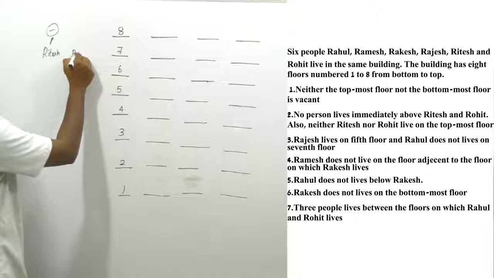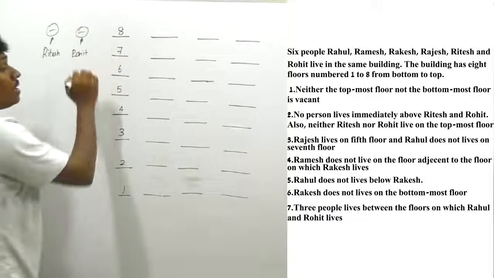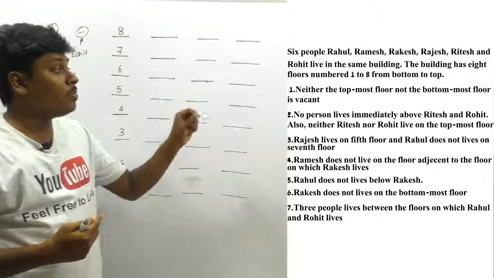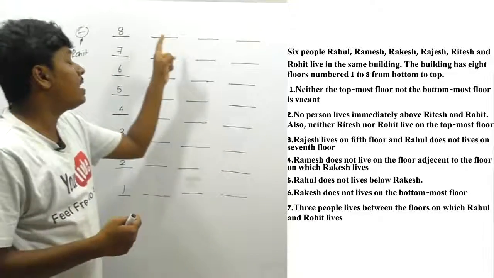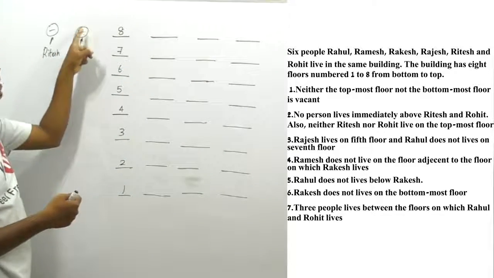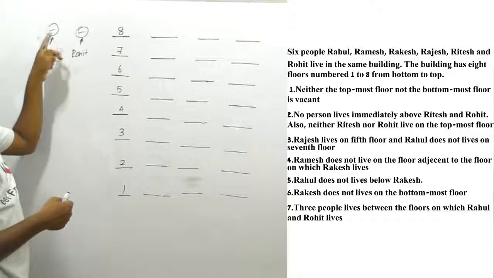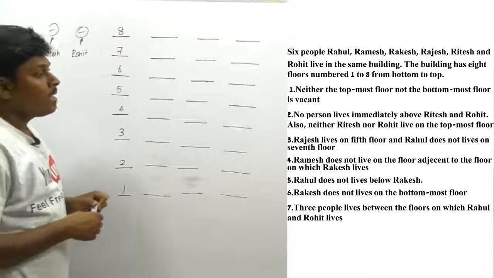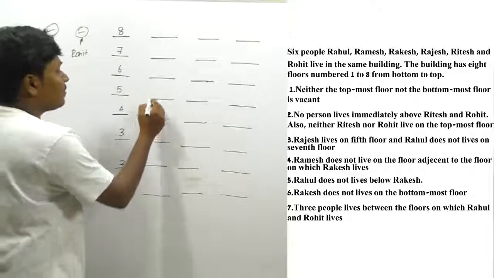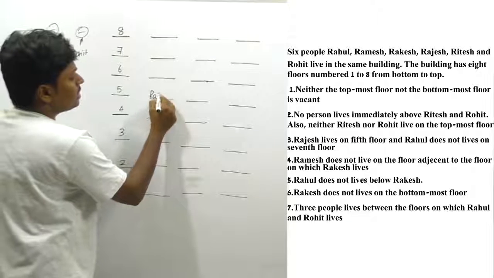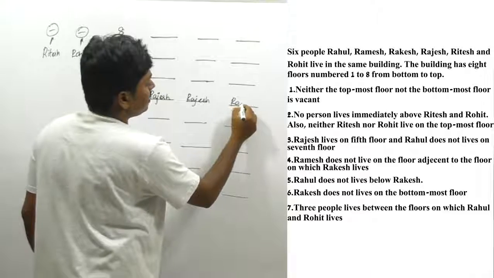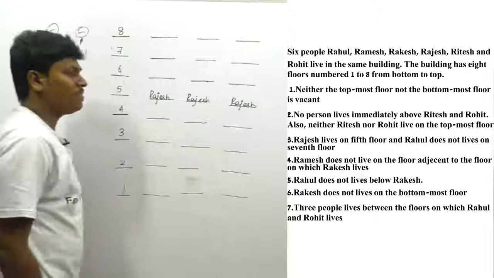Similarly, above Rohit also there should be a vacant floor. Why? Because they have clearly said that above Ritesh no person is living and above Rohit no person is living. And they have said that Rohit and Ritesh do not live on the topmost floor. So we can definitely say that above Rohit there is 1 vacant position and above Ritesh there is another vacant position. Okay, let me move on to the third point. Rajesh lives on the 5th floor. Listen carefully, they have said that Rajesh lives on the 5th floor, right?